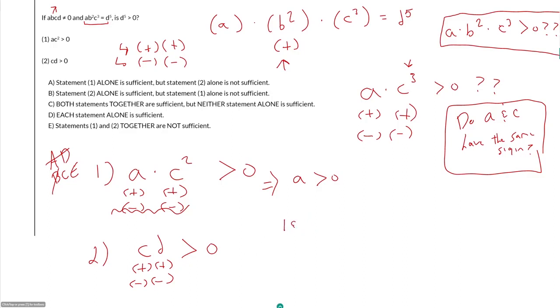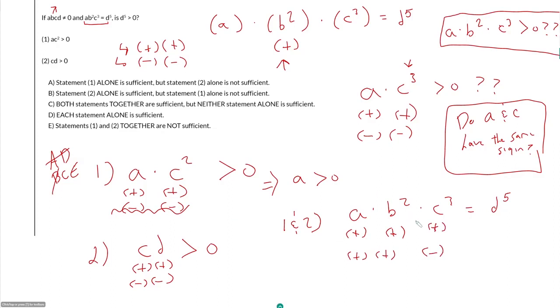So now if I'm looking at them together, I still want to know, is d to the fifth greater than 0? So I rewrite out my original piece of information. This is positive. So I'm looking at them together. Now I know a is greater than 0, so this here is positive. And now here, it looks like statement 2 is telling me c and d must have the same sign. And so there's only two possibilities for c cubed here. C cubed is either going to be positive or it's going to be negative.